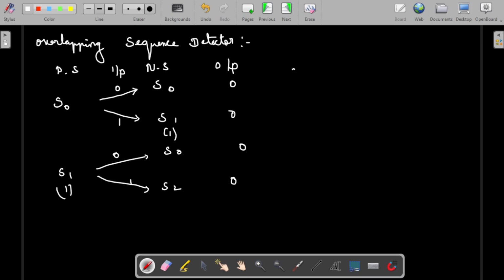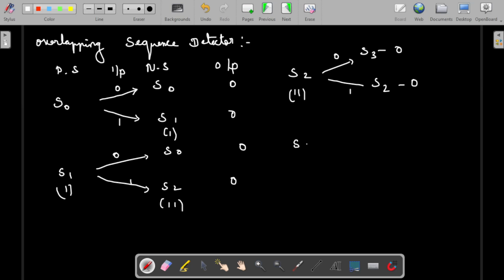So here it is S2, which is nothing but 1 1. If the input is 0, it goes to the next state and the output is 0. If the input is 1, it stays in S2 and the output is 0. So this is 1 1, and here it is 1 1 0.